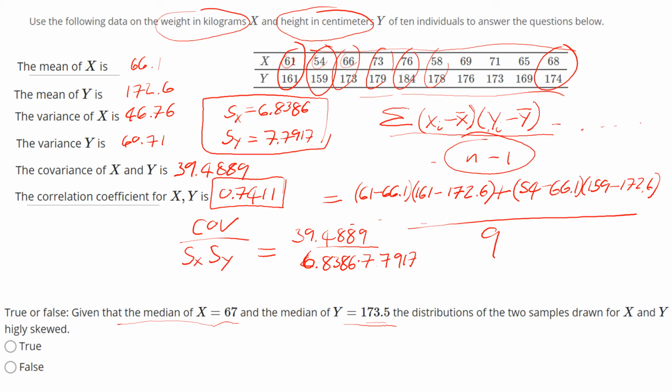The mean of x is 66.1. The median is given as 67, so that's very close. And the mean of y is given as 172.6, and the median is given as 173.5. So they're definitely not equal. So these distributions are not perfectly symmetric. However, it would be a bit of a stretch to say that they are highly skewed. I think you might agree. Okay.